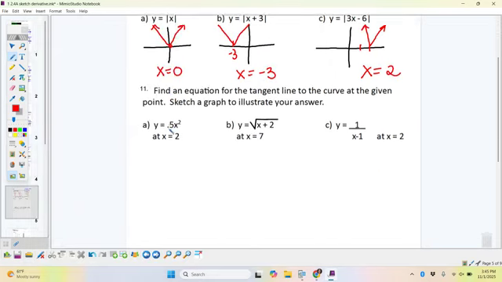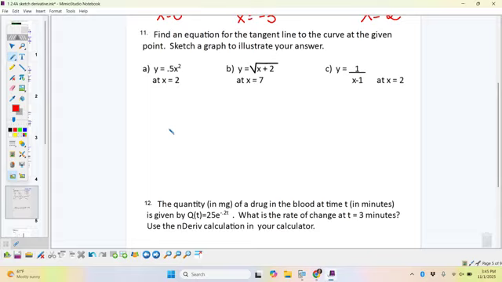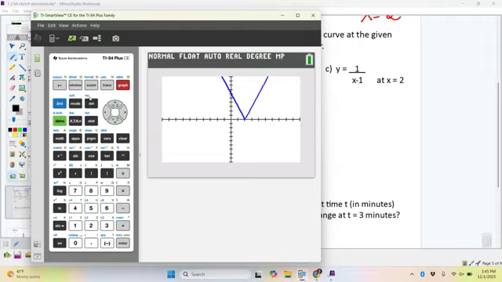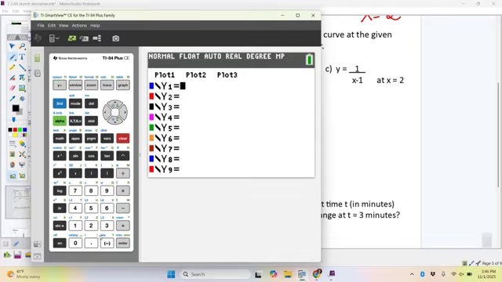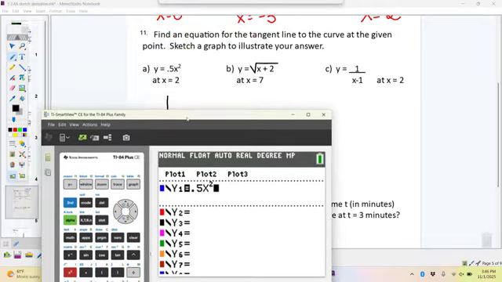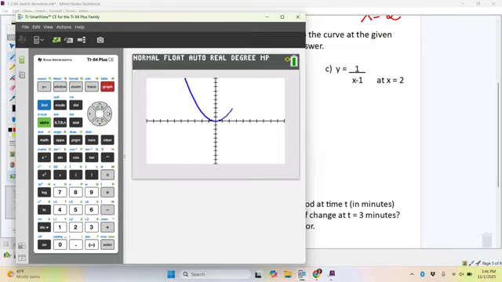All right, number 11. Find the equation of the tangent line, sketch a graph. I'm going to teach you one more thing in the calculator today. We're going to go to y equals. Let's input that function. Did I get it right? Yes. All right, hit graph.